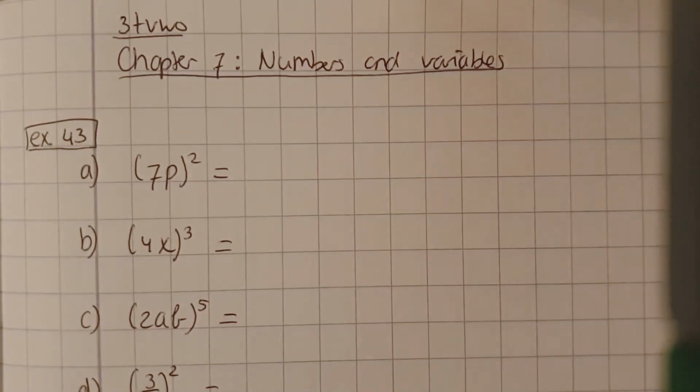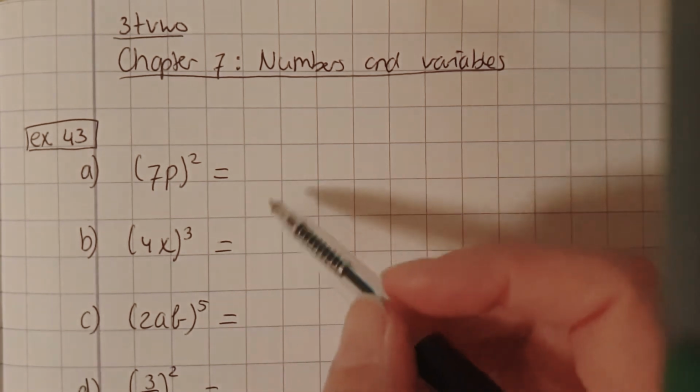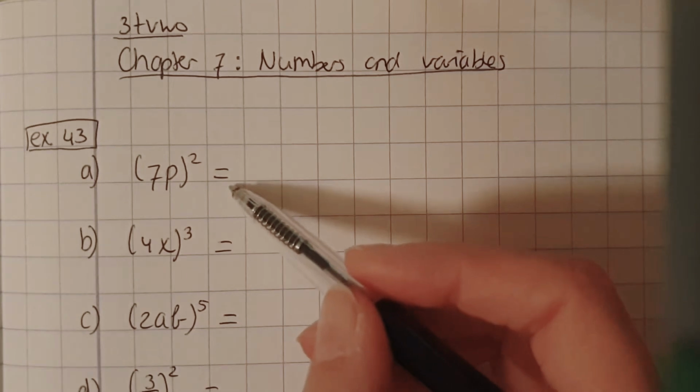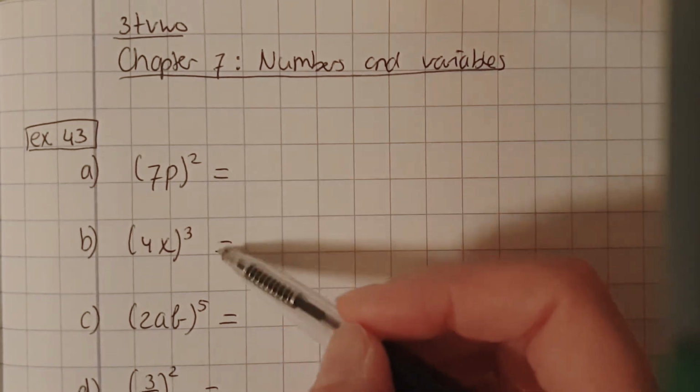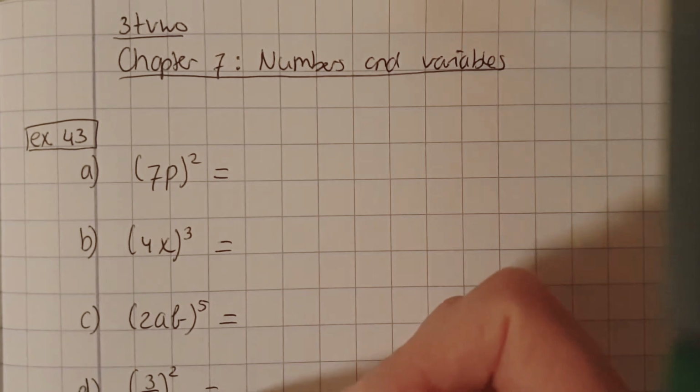So this is a video for 3 TVWO. It's about chapter 7, numbers and variables, and I am going to discuss exercise 43, Exercise A. You always have to copy the exercise first, and I copied it all here as a preparation.